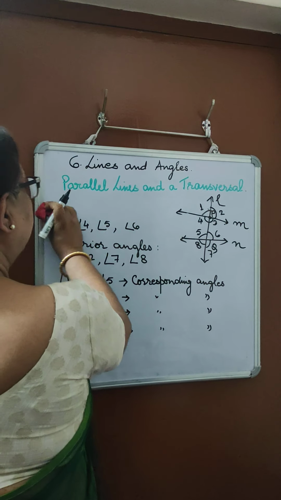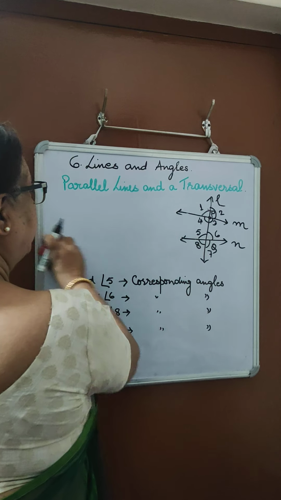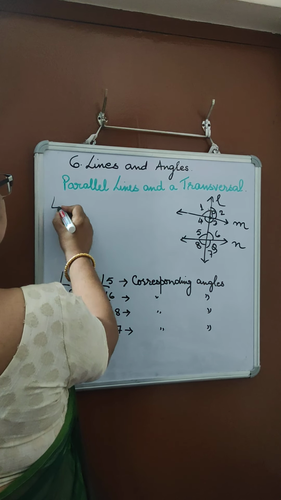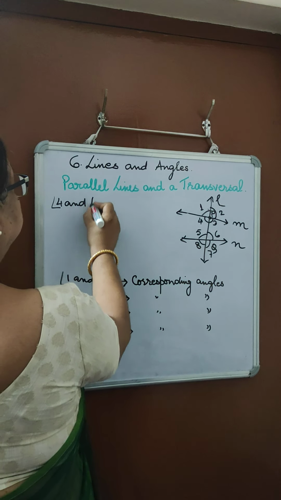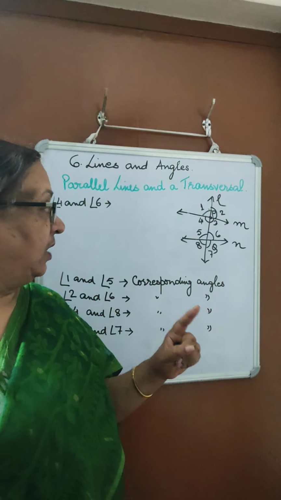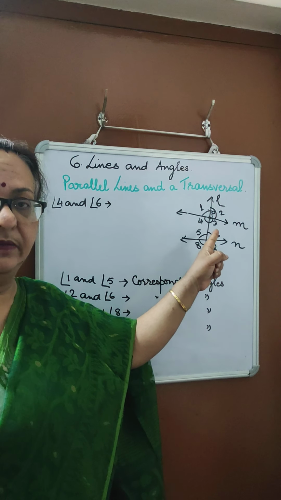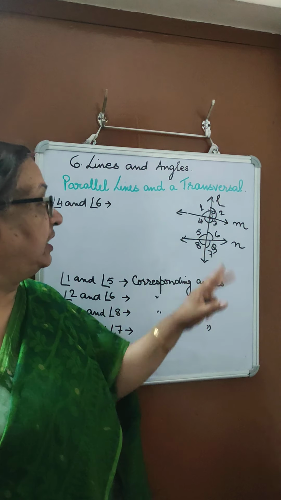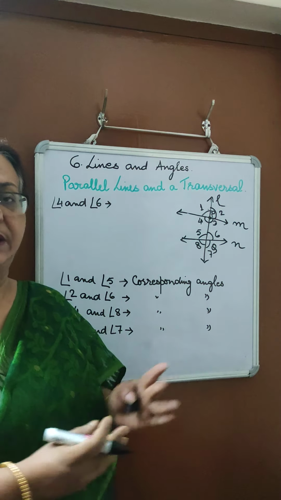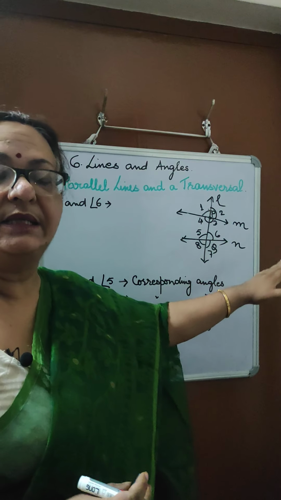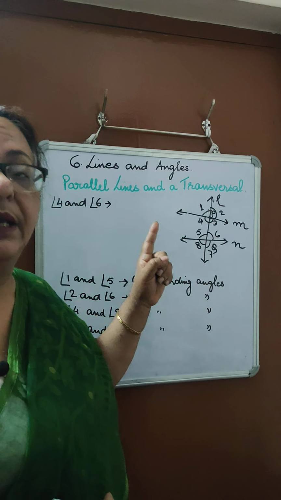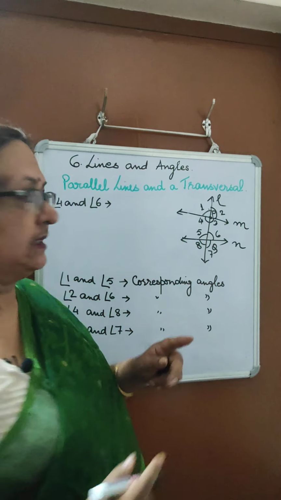Now come on, let's take another pairs of angles. Now suppose I take this angle, angle 4 and angle 6. Now both are interior angles, is it? Both are interior angles and they lie on different sides of the transversal. L is the transversal, 4 is on this side, 6 on other side of the transversal. This type of angles, or this pair of angles, is called interior alternate angles.